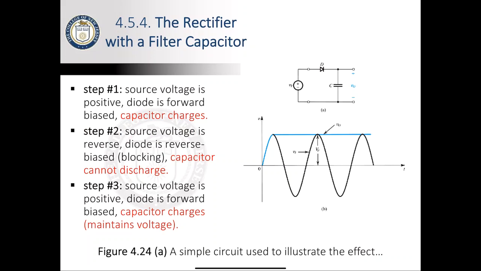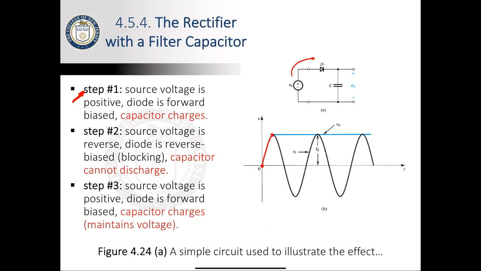And so let's look at the steps of this process and how the capacitor affects the system. So first step is that the source voltage is positive, the diode is forward biased, and the capacitor charges. So that's essentially taking us from right here all the way to right here. During this time, current's flowing in this direction, and the capacitor is charged.